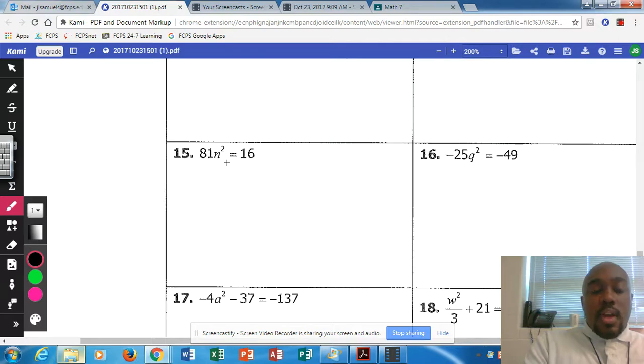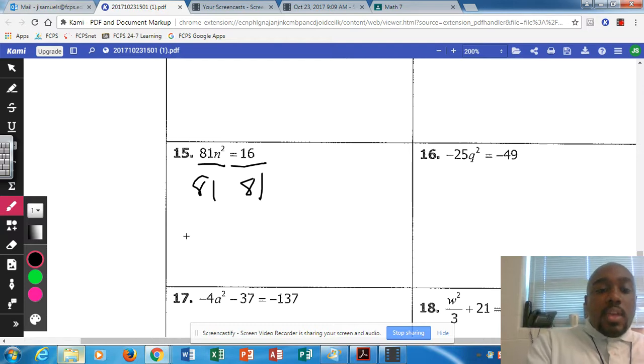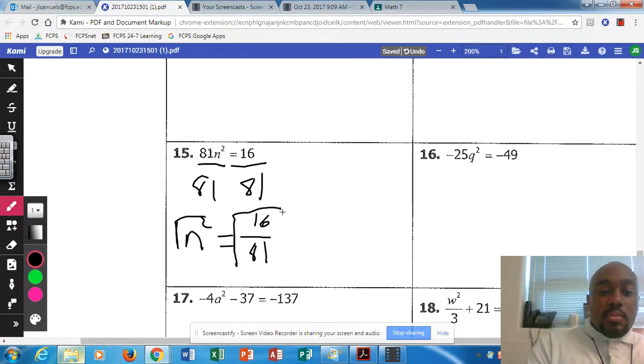So what does that mean? You guys should know that 81 n squared means 81 times n squared. So we have to do the inverse operation, which is division. And when we do that, we end up with n squared equals 16 over 81. Well, we still do the same exact thing. To undo this squared, we have to do the inverse operation, which is square root.